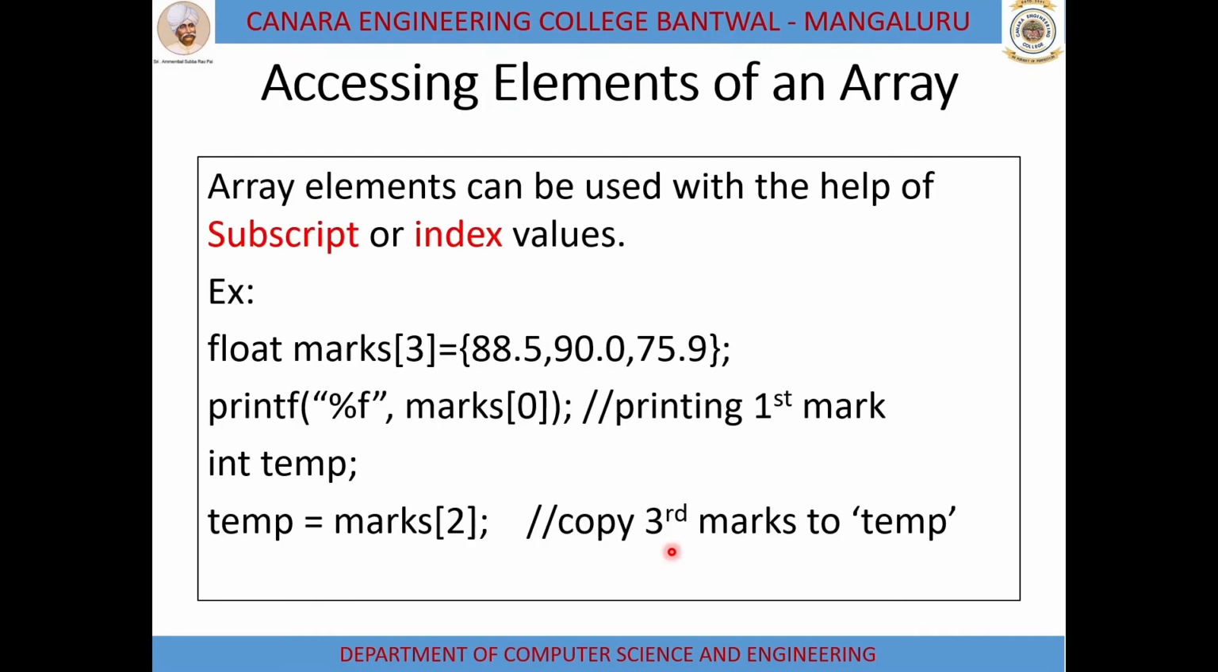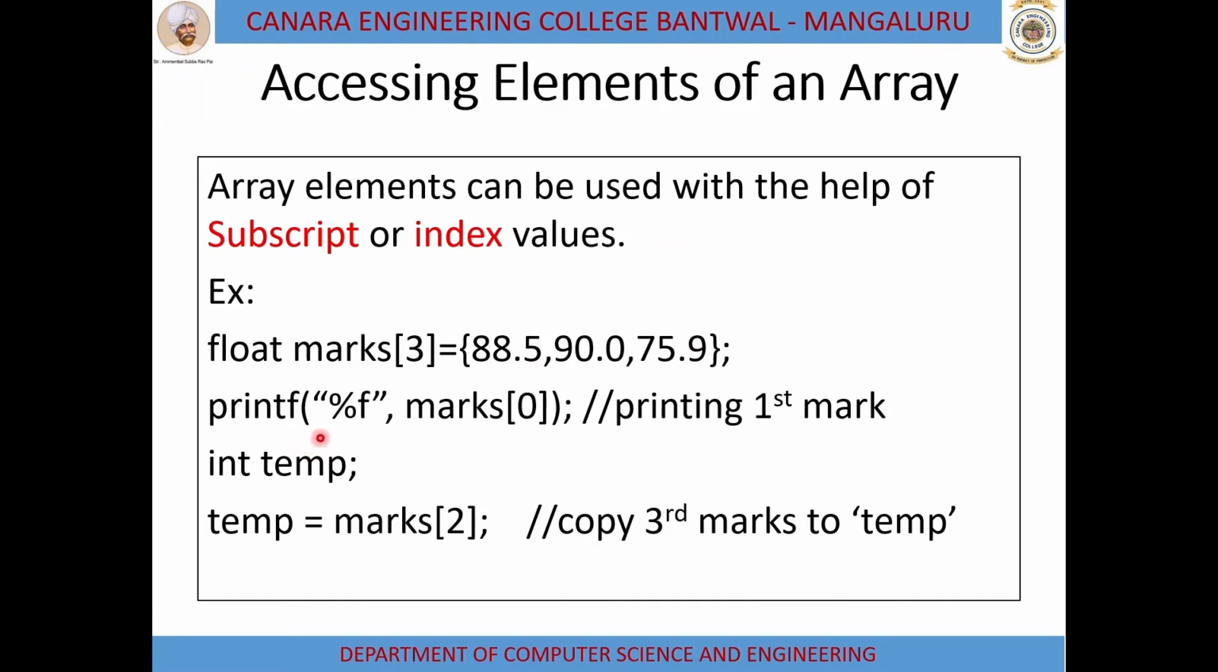Now, accessing elements of an array. How can we access the elements of an array? Array elements can be accessed with the help of a subscript or index, as we have seen in the previous slides. Here I declared an array by the name marks, which is of floating point type, and 3 values are initialized there. Now, how can I access each element from the array?